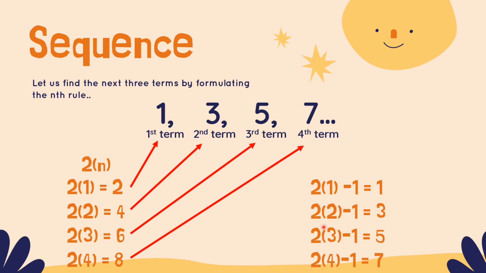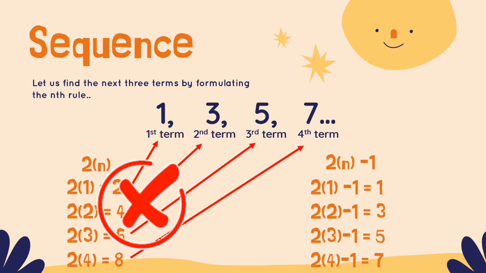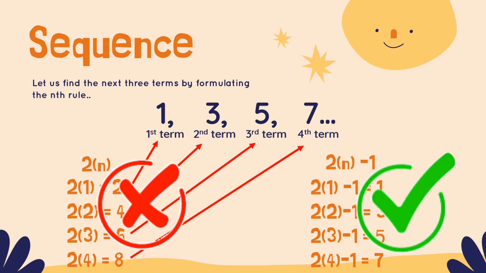Look, 2 does not change. Minus 1 does not change. 1, 2, 3, 4 change. Therefore, we can use the nth rule 2n minus 1, or 2 times n minus 1. 2n is not right. 2n minus 1 is the correct nth rule.